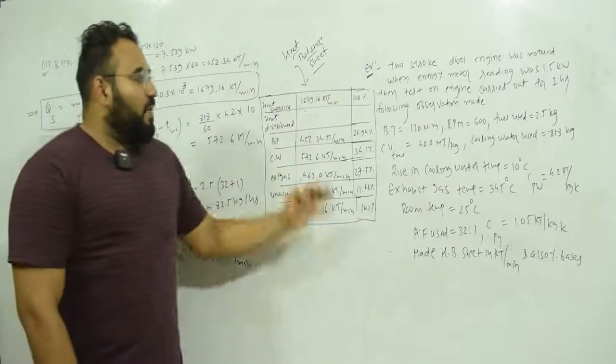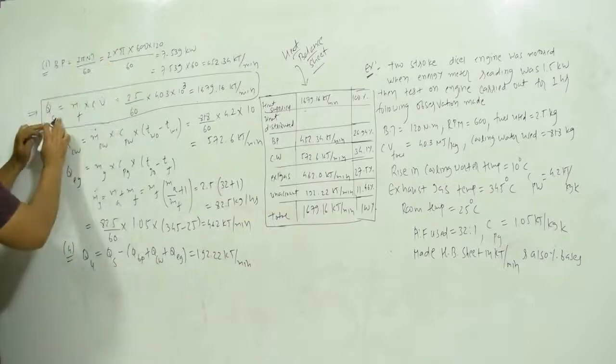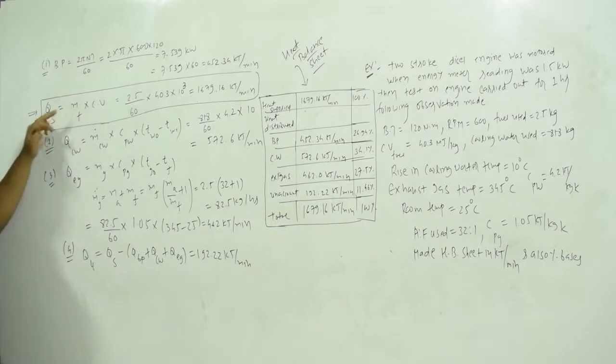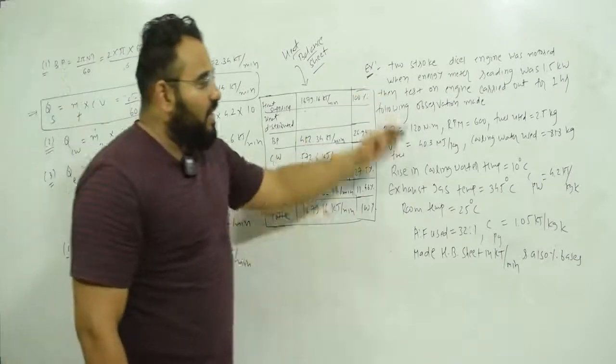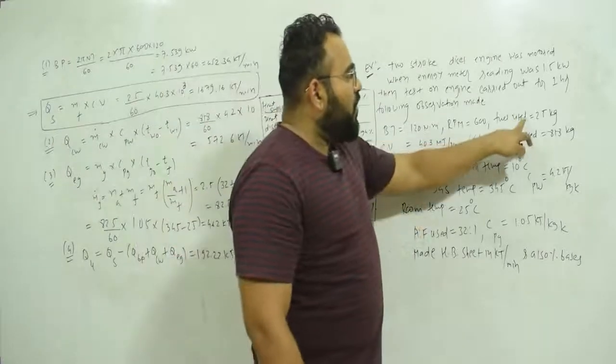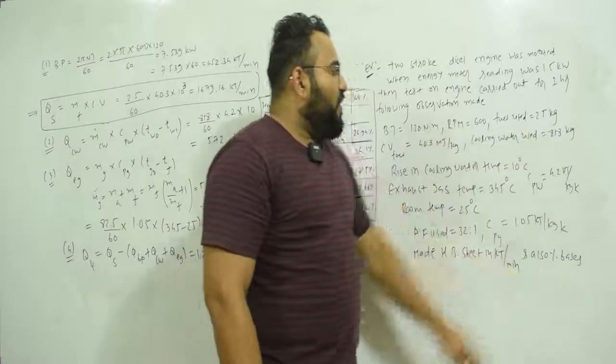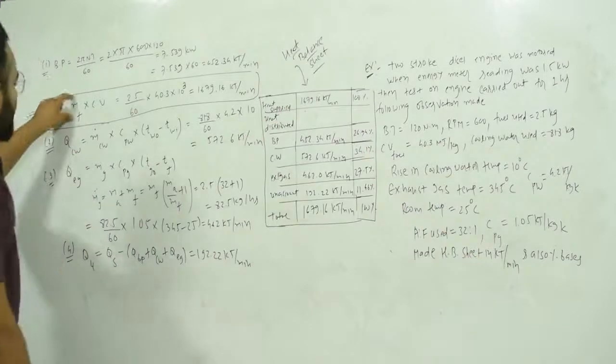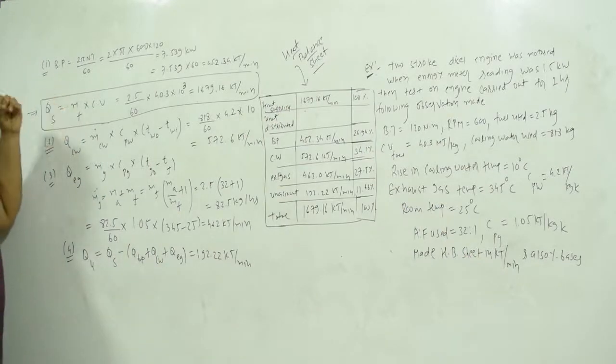Okay, so first we will find heat supplied. So heat supplied is what? Mass of fuel into calorific value. So mass of fuel, here we will see the data. Here you can say that fuel used is 2.5 kg, and now this is not just a mass, this is mass flow rate of the fuel.